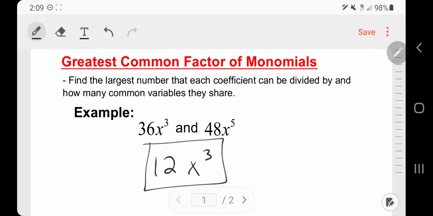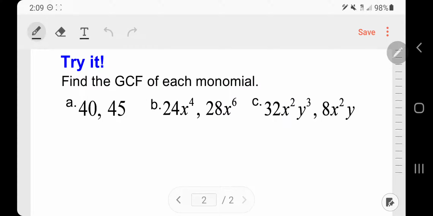All right, let's take a look at a couple more examples. Okay, so in the first one, we have 40 and 45. Again, you're looking for the largest number that both of those can be divided by. In this case, it's going to be 5. Not too many options with 40 and 45, so that was a pretty easy one to figure out.